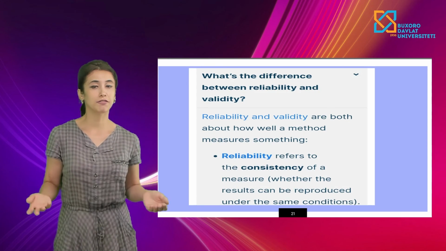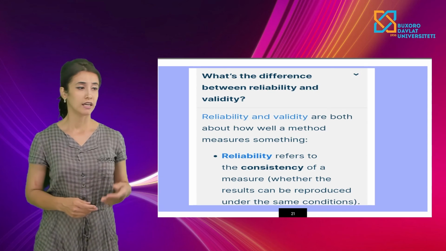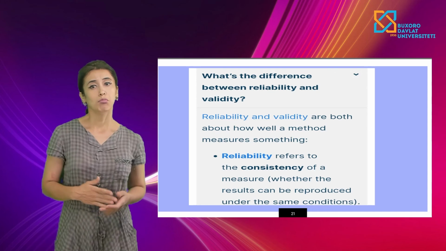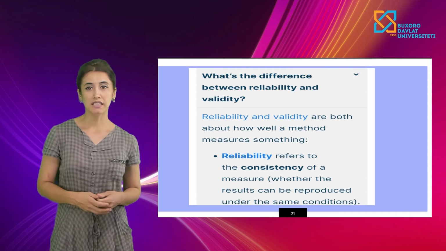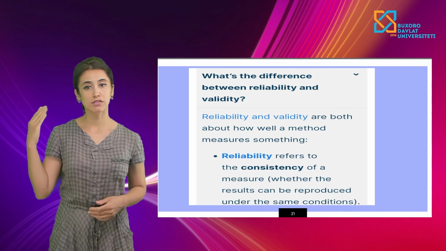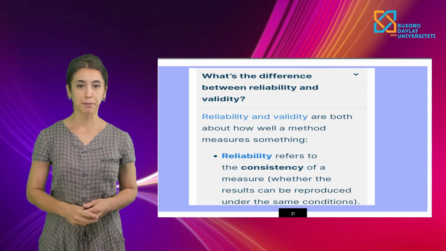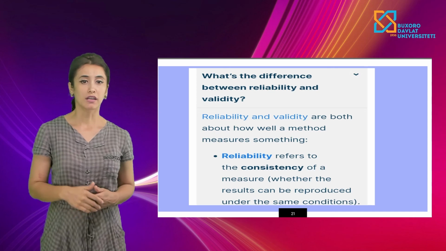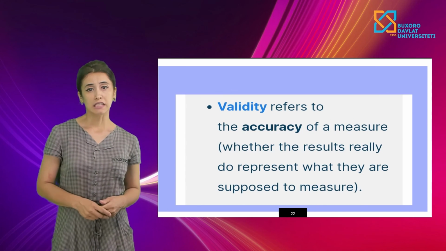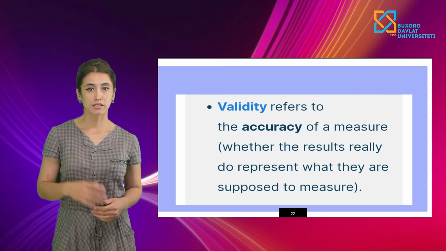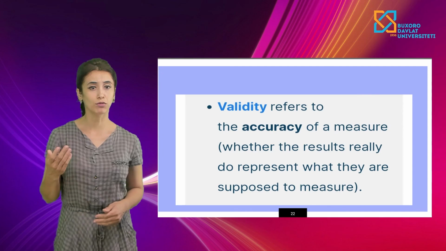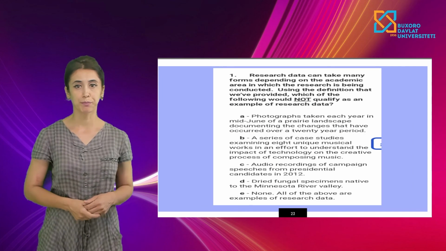So, what is the difference between reliability and validity? Reliability and validity are both about how well a method measures something. Reliability refers to the consistency of a measure, whether the results can be reproduced under the same conditions. Validity refers to the accuracy of a measure, whether the results really do represent what they are supposed to measure.